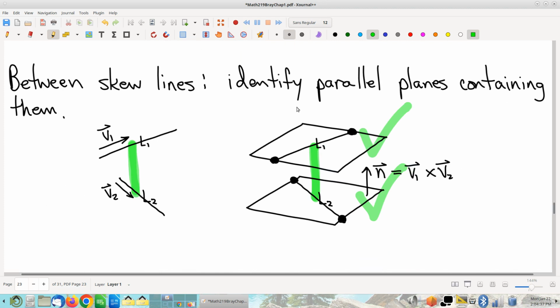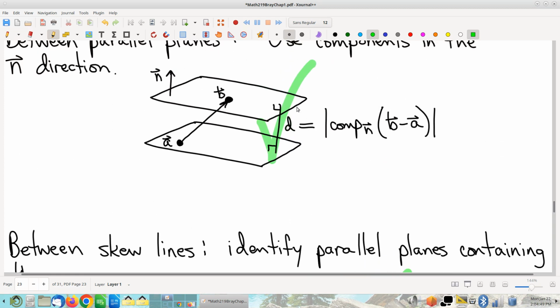Everybody okay with this example? Yeah? So the normal vector is not the distance. Correct. The normal vector itself is not the distance. The distance is going to be a component in the direction of the normal vector. But you'd have to pick one point in the one and another point in the other and look at that difference and then take the component of that difference. Yeah.